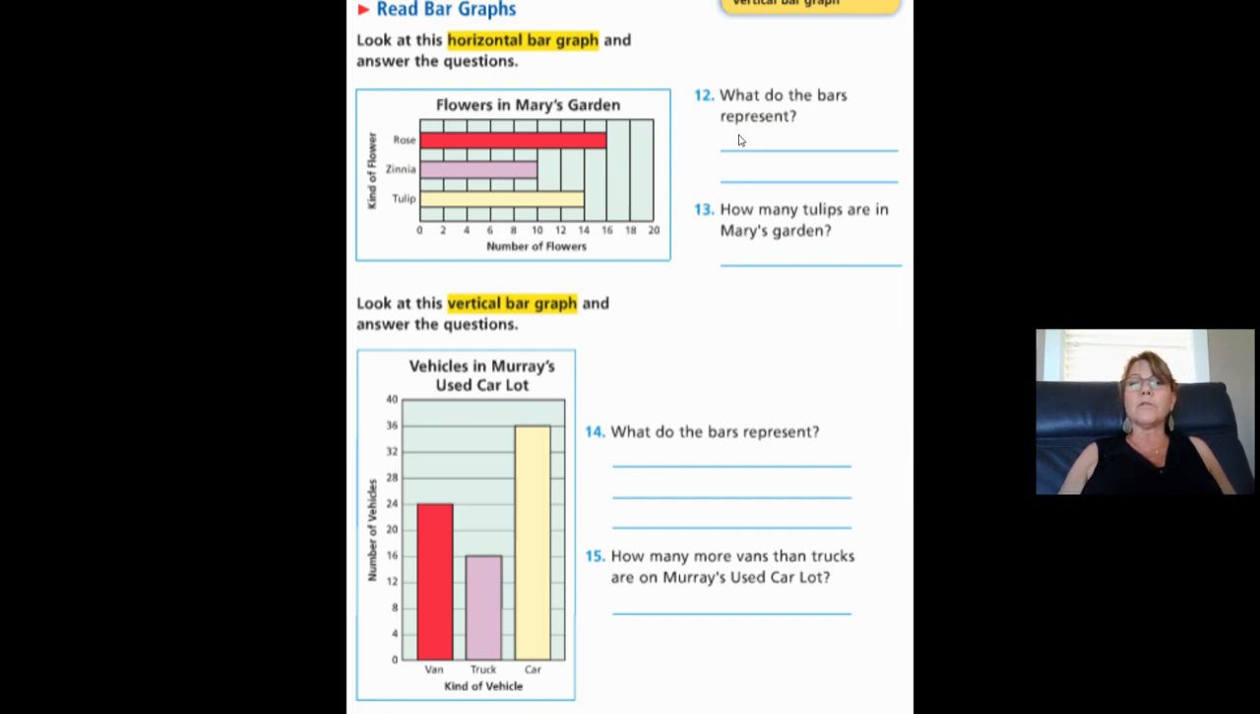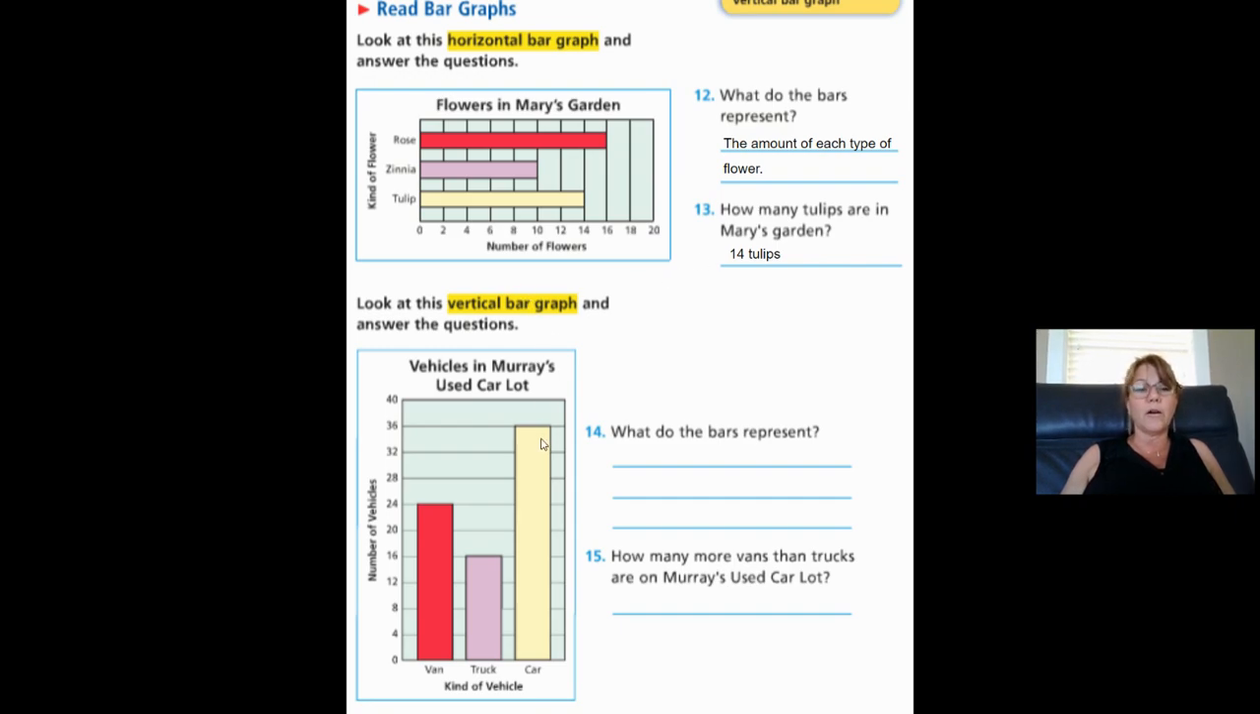So what do the bars represent? The amount of each type of flower. It would be roses, zinnias, and tulips. So each bar represents that type. How many tulips are in Mary's garden? I would look here and see where does it go? It goes right to there. So it is 14 tulips.